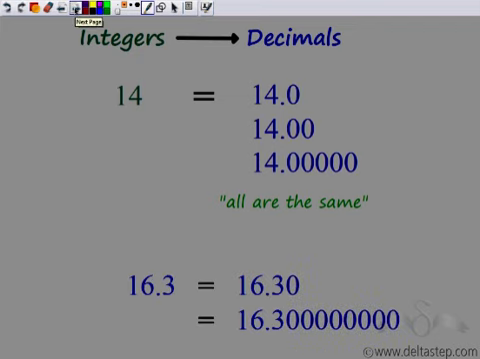Similarly, let's look at this number 16.3. This is a decimal number. Now this decimal number can be written with any number of zeros. You can put any number of zeros after the decimal point. That would not change the value of the number. So now, you've seen how integers can be represented as decimals. Just put a decimal point and add as many zeros as you want. That becomes a decimal number.